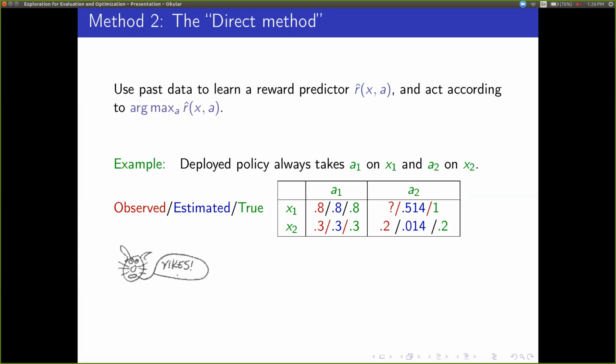You can try to solve it with A/B testing, right? By A/B testing, you will be able to try both A1 and A2, right? But it is very expensive.